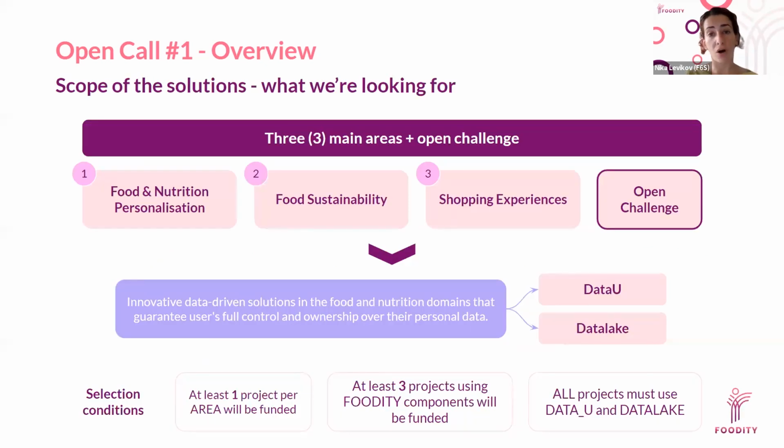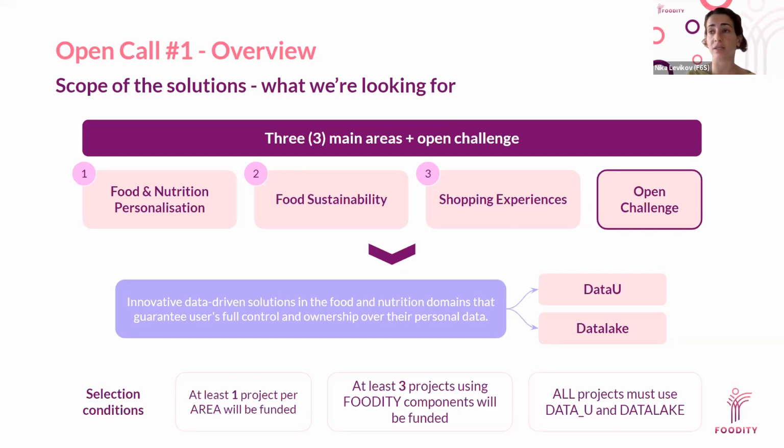The scope of the call. So what are we funding? As you can see here, we are intentionally broad because at the end of the day, we want to see sustainable food systems. We're looking at 3 main areas: food and nutrition personalization, food sustainability, and shopping experiences. But we also have an open challenge.